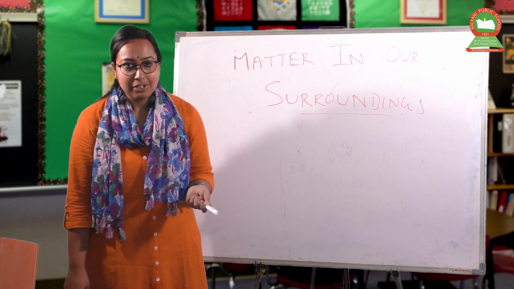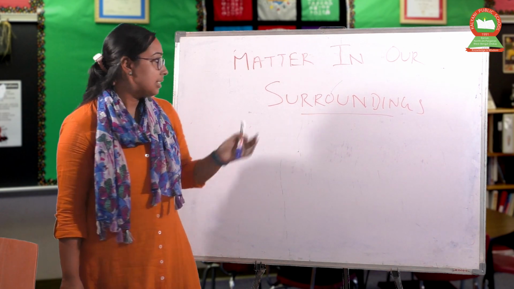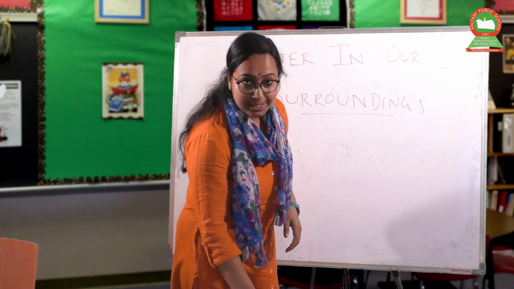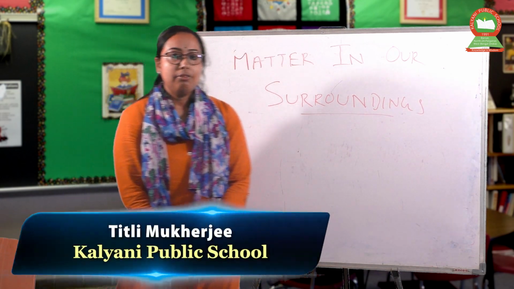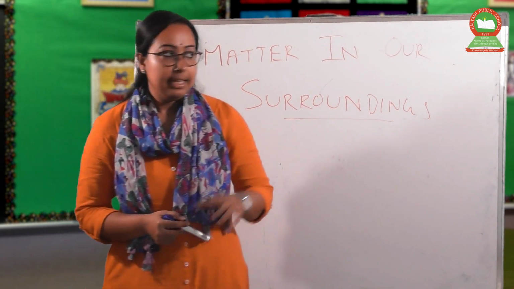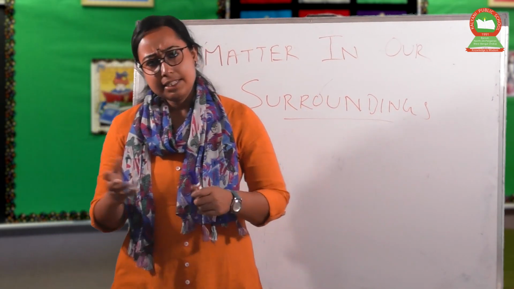Today we have to learn some chemistry based chapters. Our first chapter is matter in our surroundings. So let's get started. So first of all, what is matter? In our surroundings, everything is matter. If I take this pen, this is a matter. If I take this board, whiteboard, this is also a matter.